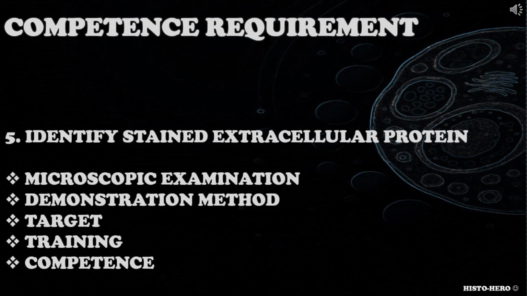The fifth competence requirement is for you to identify stained extracellular protein. What are extracellular proteins? How would you identify extracellular proteins on a stained section? What demonstration methods would you use to demonstrate them? Consider microscopic examination of stained slides, demonstration method used and the target protein, your training and competence.